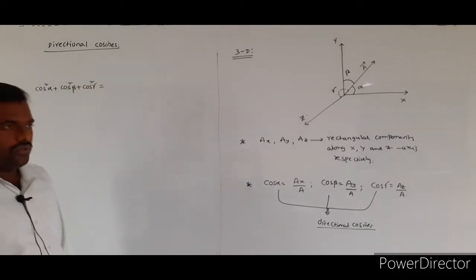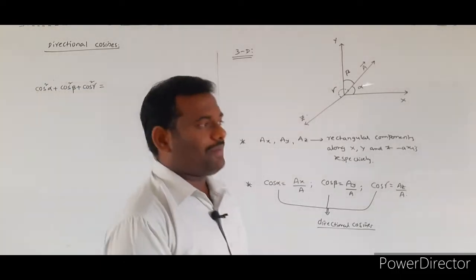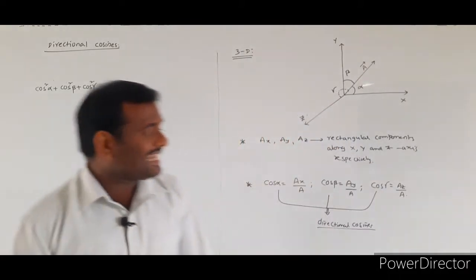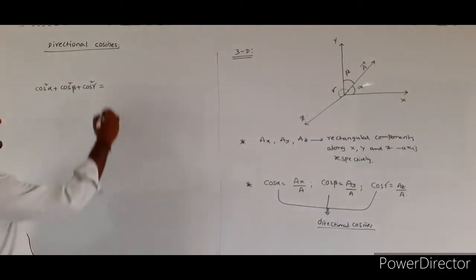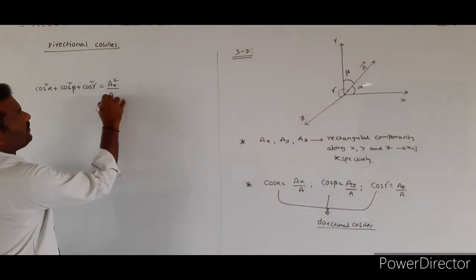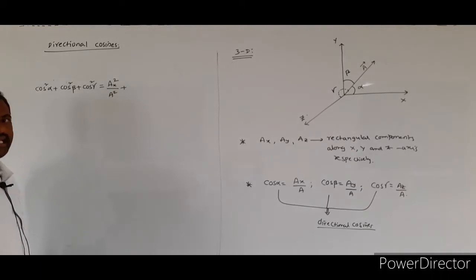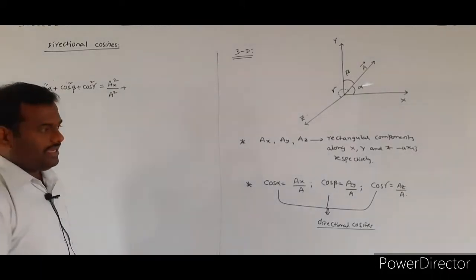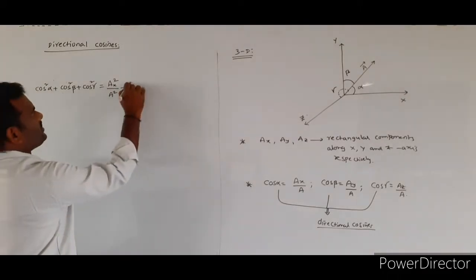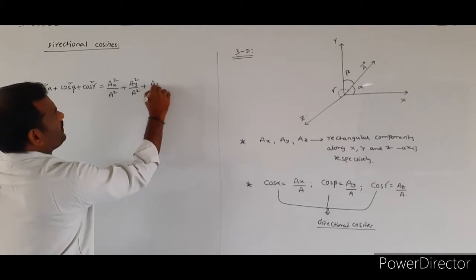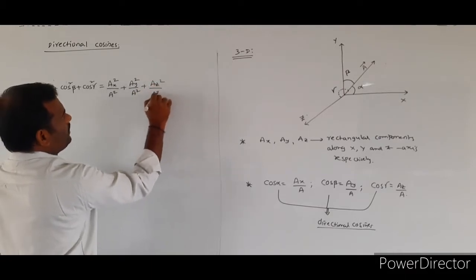What value do I want to calculate? Cos square alpha plus cos square beta plus cos square gamma. What is the cos alpha value? Ax by a. Cos square alpha is ax square by a square. Cos beta is equal to ay by a. Cos square beta means ay square by a square, and likewise az square by a square.